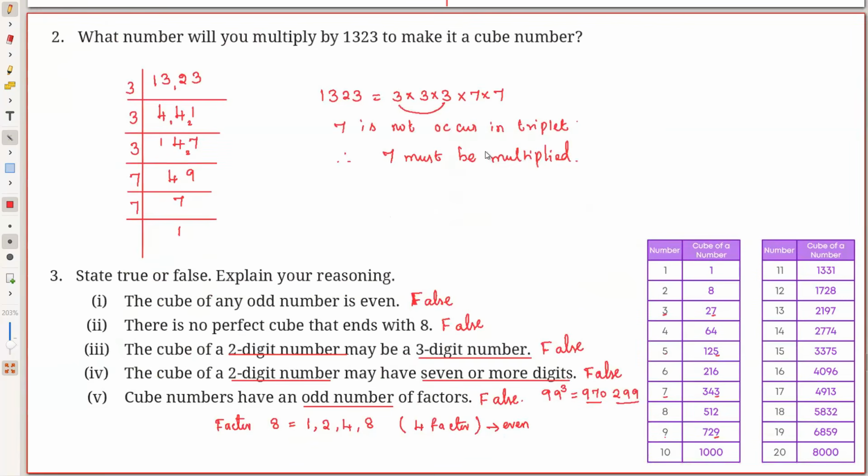Now next, by what number will you multiply 1323 to make it a perfect cube? What should be multiplied means some number is missing, and you have to identify it. So use the prime factorization of 1323. We have 3 and 7. Here 3 has a triplet, but 7 does not have a triplet. Therefore, 7 must be multiplied. Then there is one more question; you can just refer to it.